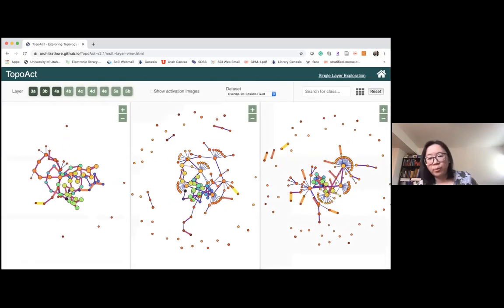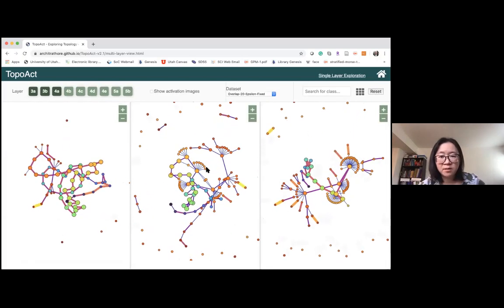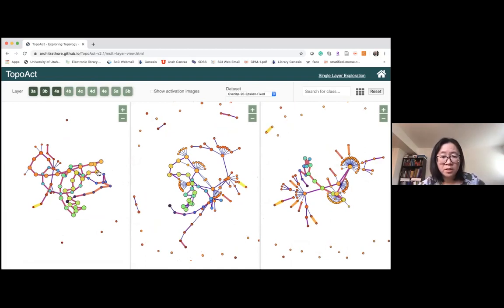Multi-layer exploration is to say that this is a 3-layer view, and the middle layer is 3B, where essentially I want to look at what the relation is between the Mapper graphs across layers.